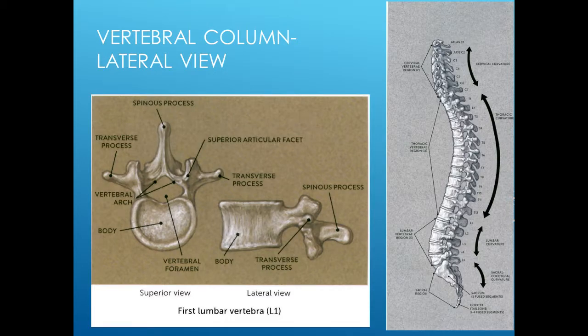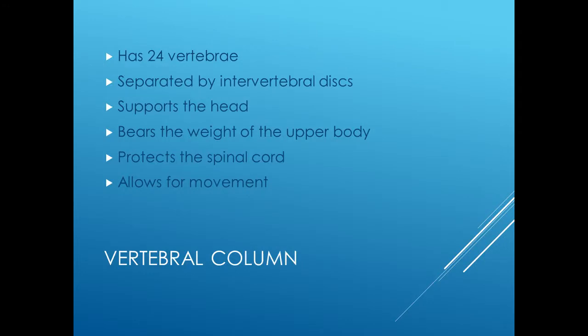All right, so this is part 2 of bones and surface landmarks. And we ended with this slide, so let's go ahead and start with the new slide. And here we see we're going to start with the vertebral column. So the vertebral column has 24 vertebrae.